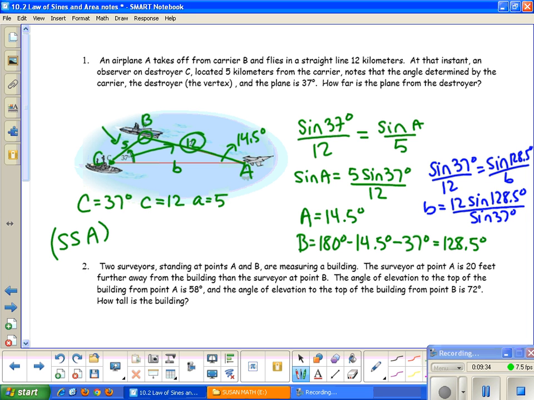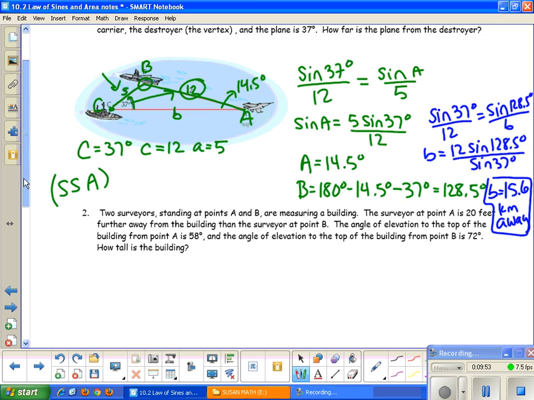So B would be equal to, I'm rounding here, 15.6 kilometers away from the destroyer. So that's how far the plane and destroyer are away from each other.